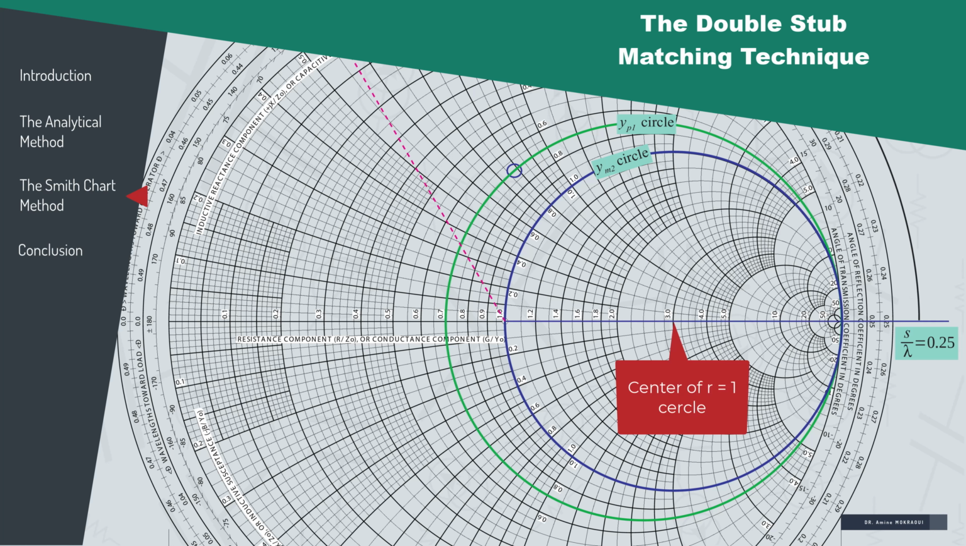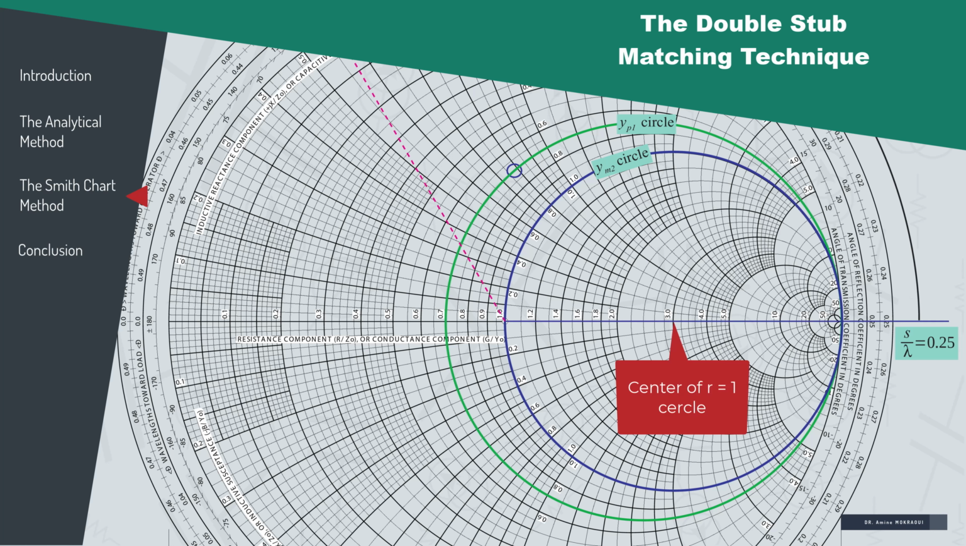Now we must find the value of the second stub susceptance. For this purpose, we first find the value of ym2 simply by moving back the retained values of yp1 toward the generator. We know in advance that the values of ym2 must belong to the R equals unity circle. Starting from the locations of yp1 on the toward generator scale, we walk a distance of d2 over lambda equals 0.667 in the clockwise direction.